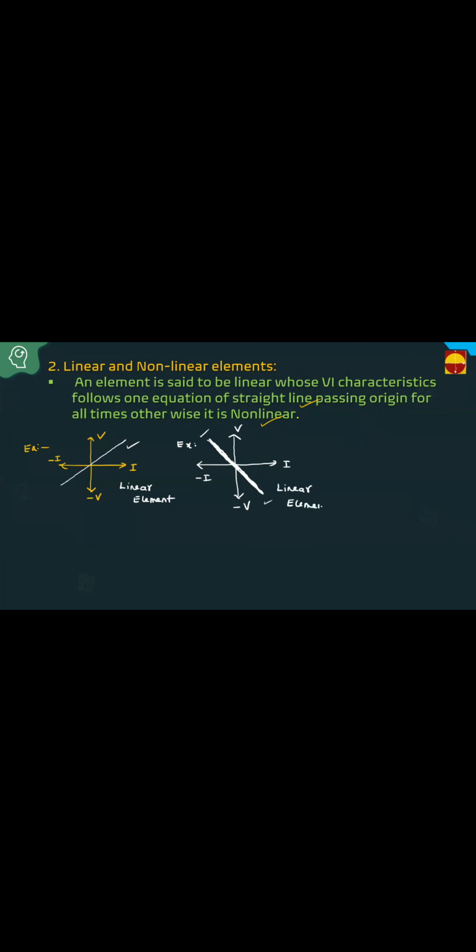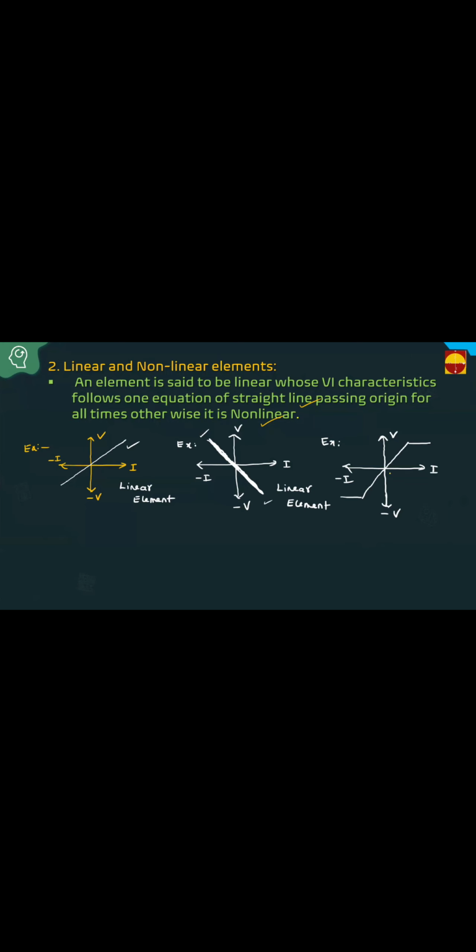This also characterizes a linear element. One more example. If the characteristics are given like this, yes students, this is V, this is minus V, this is I, this is minus I. Can anybody tell if it is linear or not? Is it linear or non-linear? Come on, respond. Anybody? Is it linear or non-linear?